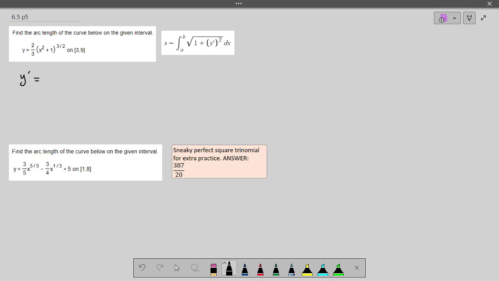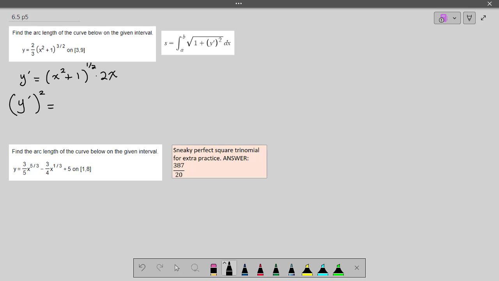So 3/2 times 2/3 is 1. So we end up with x squared plus 1 raised to the 1/2 power. Are we done? No, you have to take the derivative of the inside. Chain rule. So we bring down the power, subtract 1, and then multiply by the derivative of the base. The base has a derivative of 2x. So there is our derivative. Y prime squared.